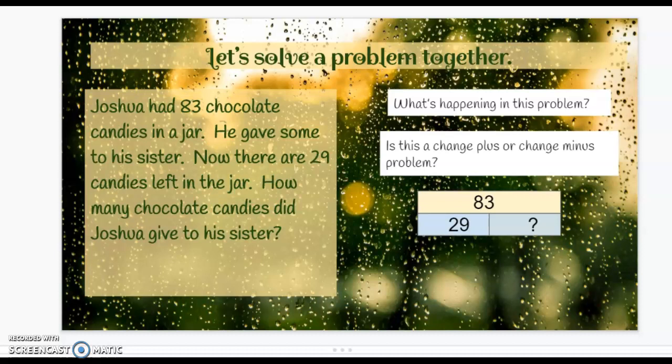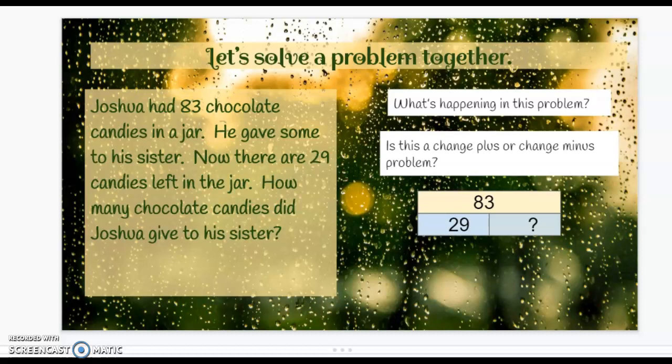Let's think about what's happening in this story problem. I'm picturing Joshua, and he has 83 chocolate candies in a jar. He gave some to his sister. Since I know he gave some away, this is a change minus problem. Now there are 29 candies left in the jar. How many chocolate candies did Joshua give to his sister?